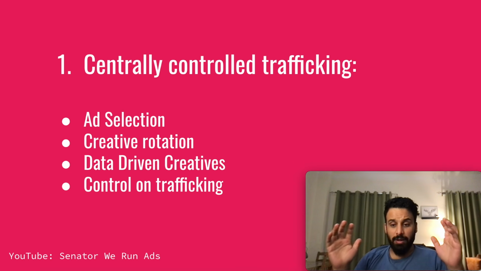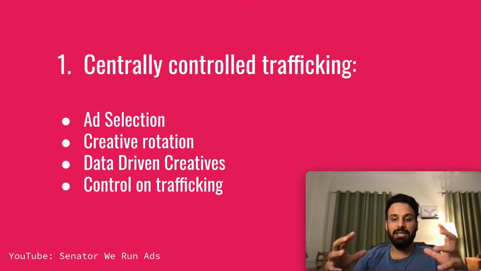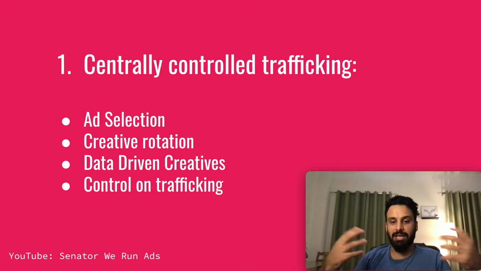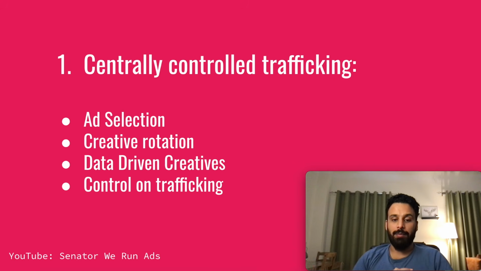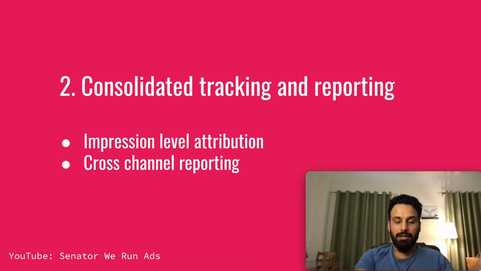I'm just giving you one example for each of these, but you will have to use your common sense and come up with different solutions it can provide and how it can help advertisers. So that was about centrally controlled trafficking. Now the second one is consolidated tracking and reporting. There are two things you have to understand about how Campaign Manager can help in this way.